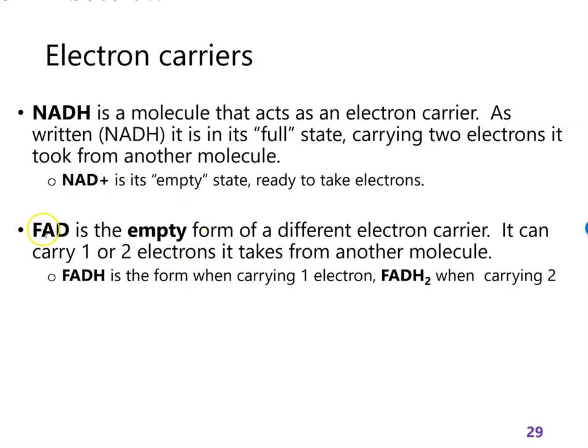And then there's a similar thing with FAD. This has 3 forms. So FAD, if it accepts 1 electron, it becomes FADH. And if it accepts 2 electrons instead, it becomes FADH2. So these are electron carriers, and it's important to recognize when they are empty and when they are full, because that can tell you what happened in a chemical reaction. If an electron carrier goes from empty to full as part of a chemical reaction, it took electrons from something. And that's going to happen a lot in cellular energetics.